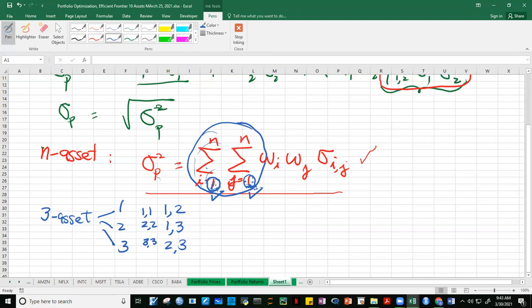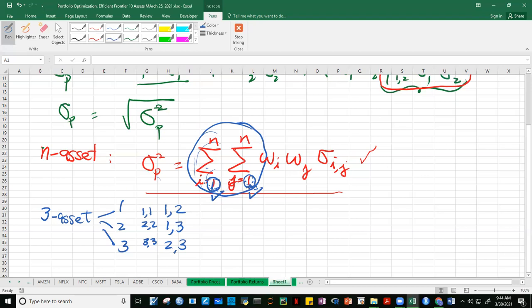Now let's do 2. This one is 2. So it becomes 2 with 1, 2 with 2, 2 with 3. Okay? Clear? Clear, sir. Then the third, what is this? 3. 3 with 1, 3 with 2, 3 with 3. That's all. So the technique is to fix this first on one asset, then this other one is what we change. Okay, let's start. 1 with 1.